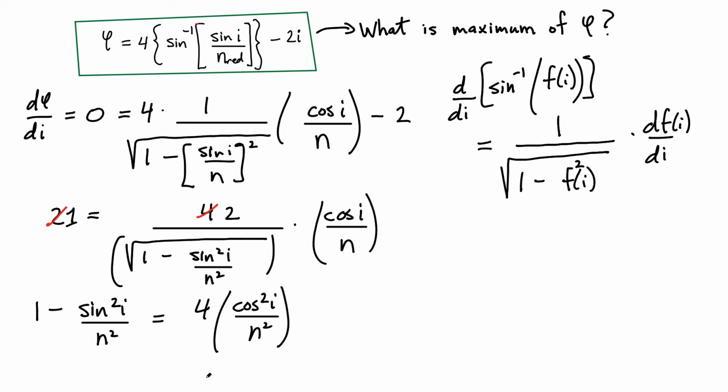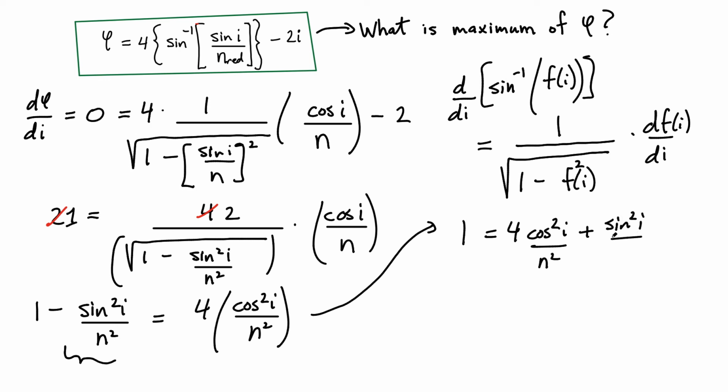All right, now all you have to do is just start grouping some of the terms together. So let me go over here on this side. I'm going to bring this to the other side. So I'm going to have 1 equals, what do we get? 4 cos squared I over n squared plus sine squared I over n squared. You can see you could factor out an n squared term right there. So that's kind of useful. Or it's a 1 over n squared.